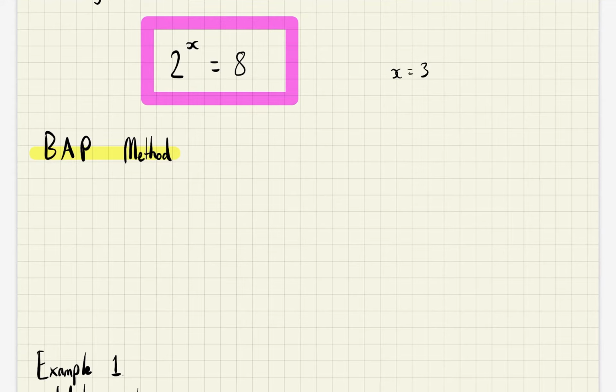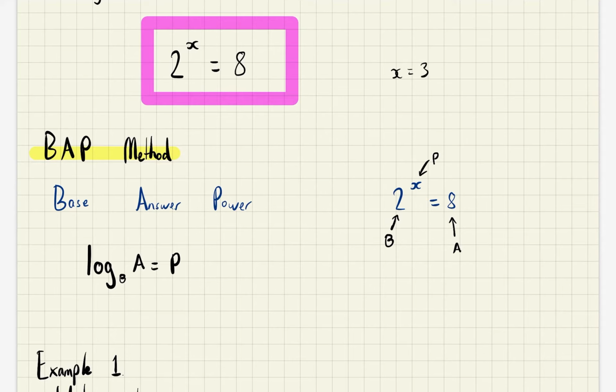So for our equation up the top, we've got 2 to the power of x is equal to 8. So this here, that is our base. I'm just going to use the letter B for that. 8 is our answer, and the x is our power. And well, why would we care about the word BAP if it doesn't even come up in that order? Well, it doesn't yet, but when we're talking about logs, we would write a log like this. We'd have the word log, and then we'd have the B, A is equal to P, like that. So that's where the BAP comes from.